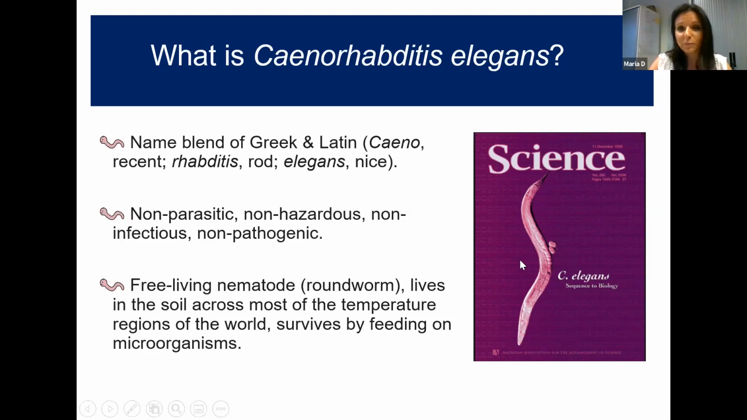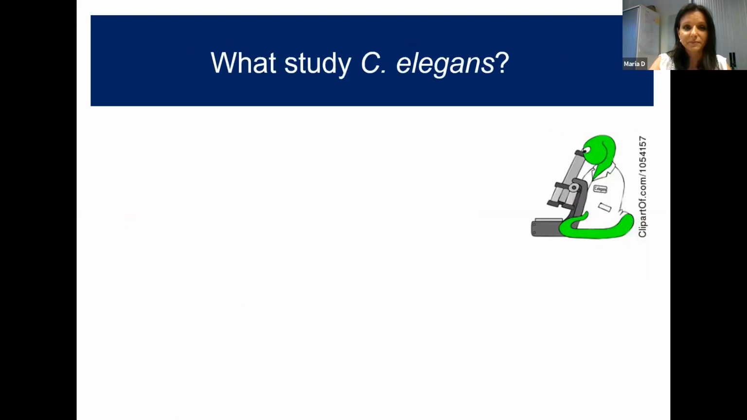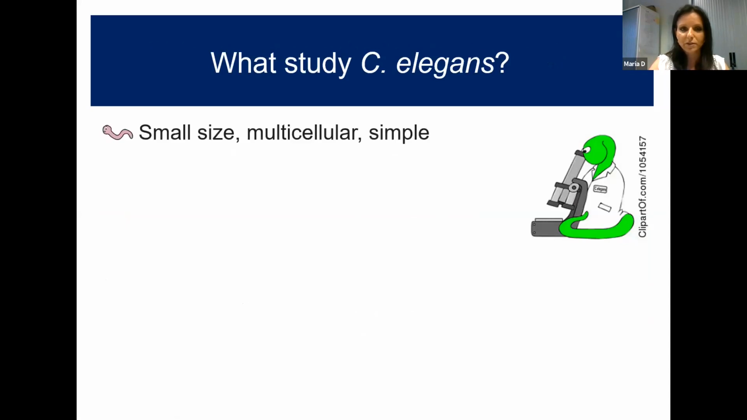elegans made the front page because it was published when its sequence was known, when we knew exactly all the letters in its DNA. That was back in 1998. So why am I interested in C. elegans, and why are there so many other scientists that work with C. elegans? First of all, it has a very small size.